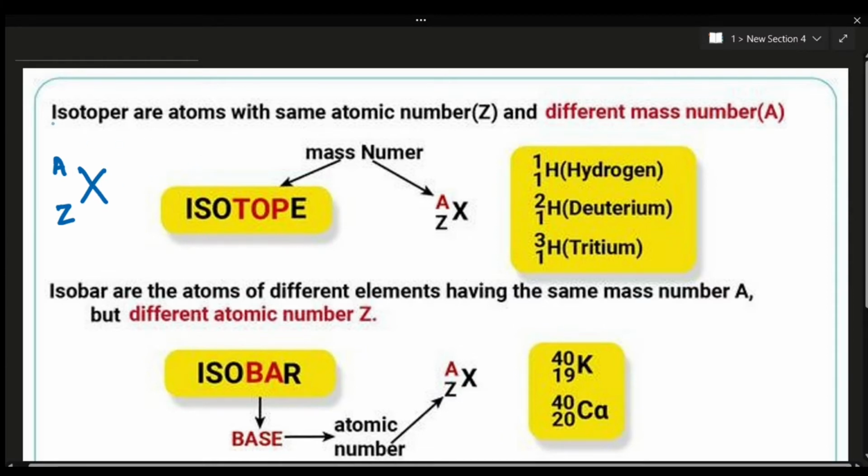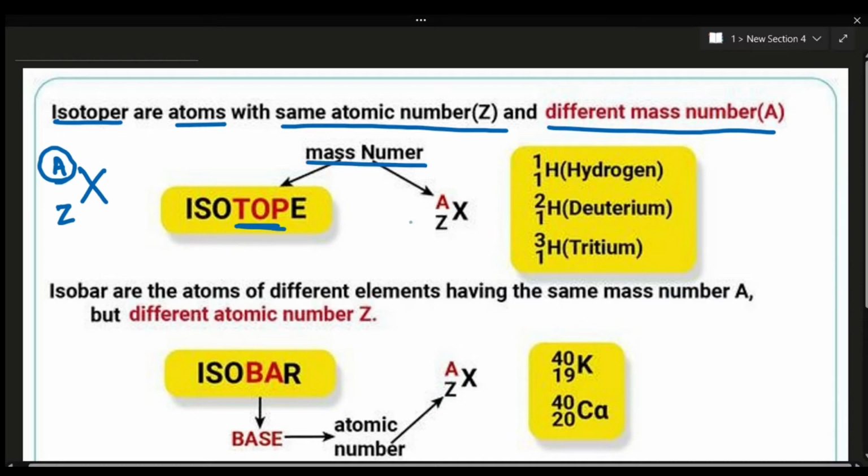Now let's start with the isotopes. In isotopes you can see the term top in here. So top means there is something related to the mass number. So let's see what an isotope means. Isotopes are the atoms with same atomic number and different mass number. So what does this mean? That they have different mass number, and you can see that at the top the mass number is written. So like this you can remember that isotopes have different mass number and same atomic number.